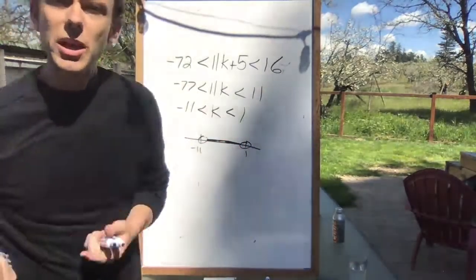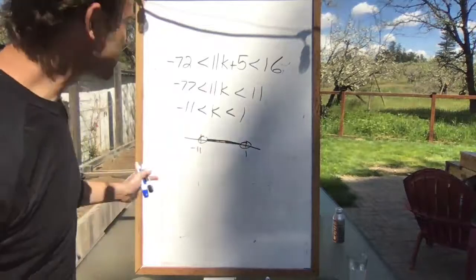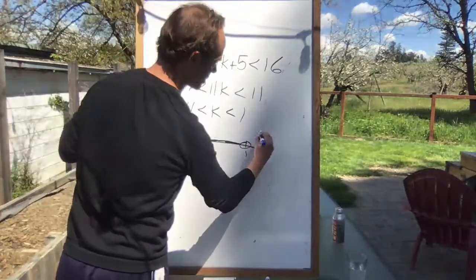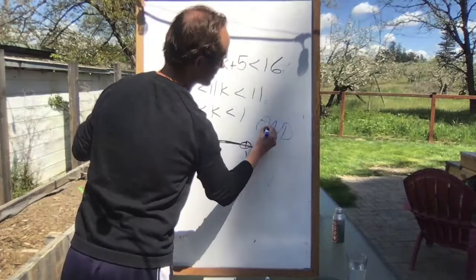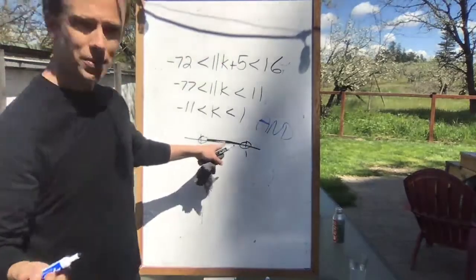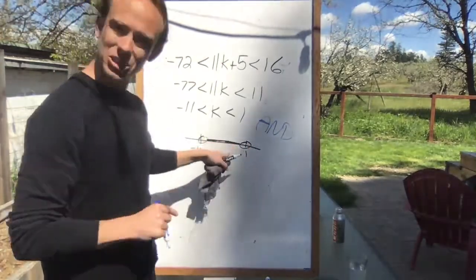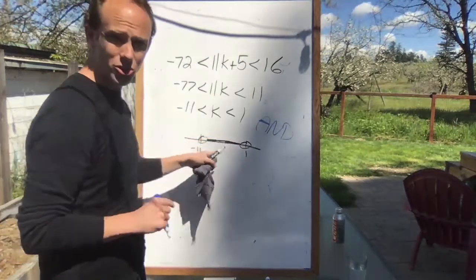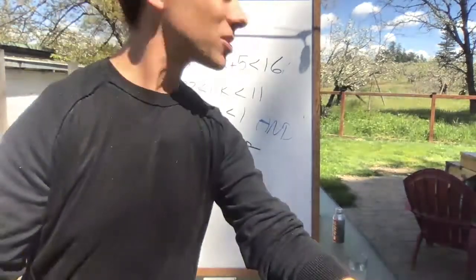All right, so now what I want to do is move on to number 3, because I want to move on to an and situation, because this is another and situation. Because you can be both bigger than -11 and also less than 1. And you have to make both conditions true in order for it to be a legit solution.